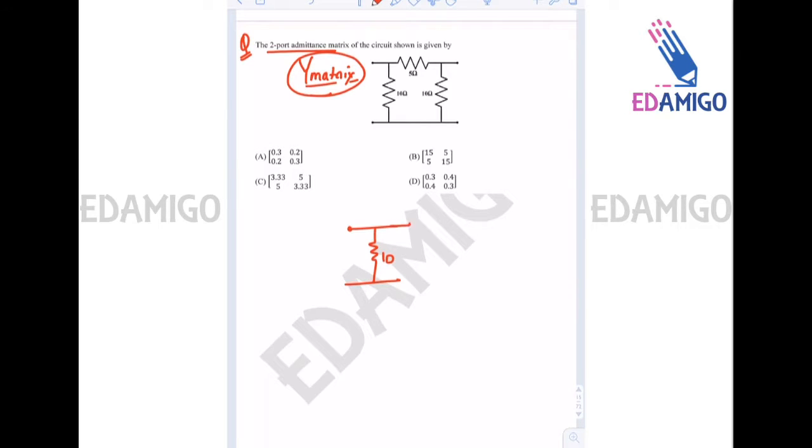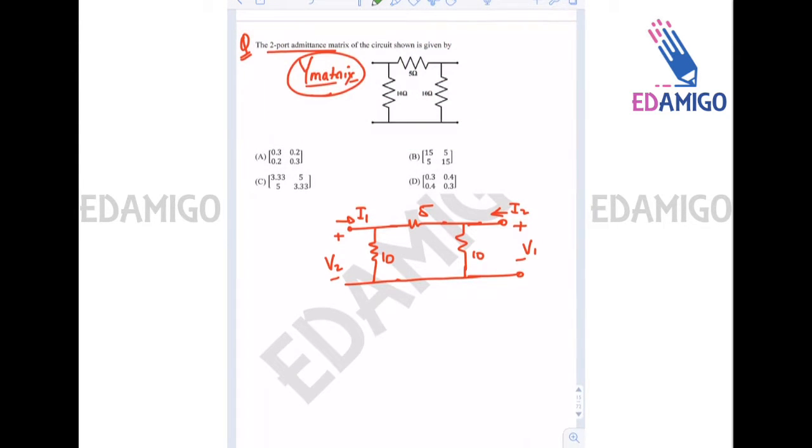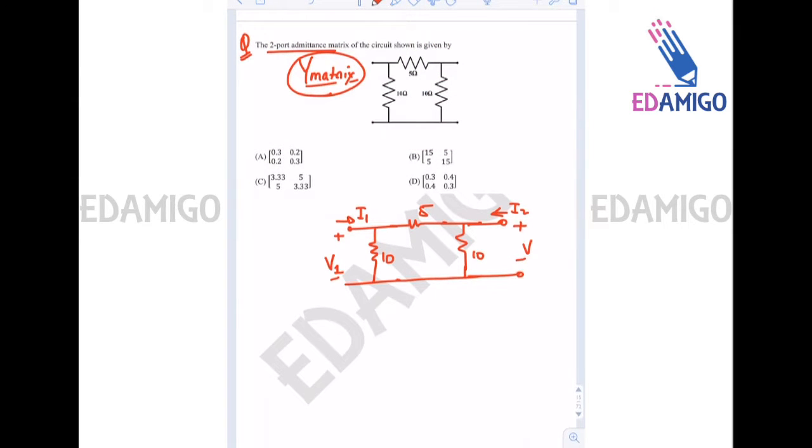So this is 10 ohms, this is 5 ohm, this is 10 ohm, V1 voltage, I1 current, I2 current. Okay, now sorry, this is V1 and this is V2.